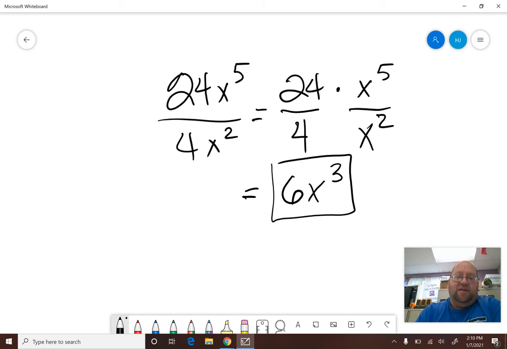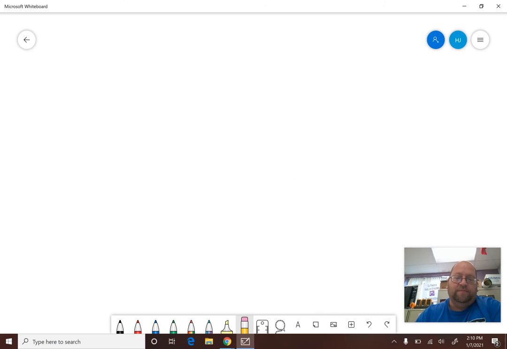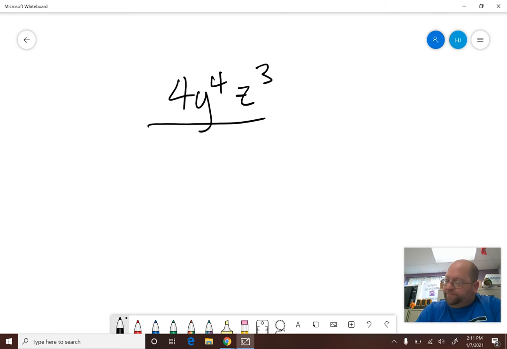Again, that may have looked really daunting when we first looked at it, but it's not really that complex at all. All right, so let's look at one more. This one will be our last one, and it will be just a little more in-depth than maybe what we've looked at in previous examples. So here we go. You ready? 4y to the fourth, z to the third, over or divided by 12 y to the negative 1. You knew we had to bring those in there somewhere, right?